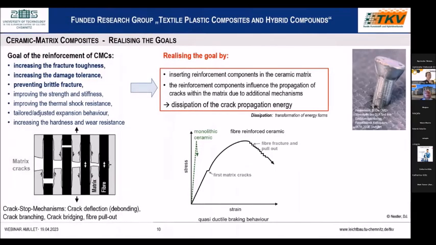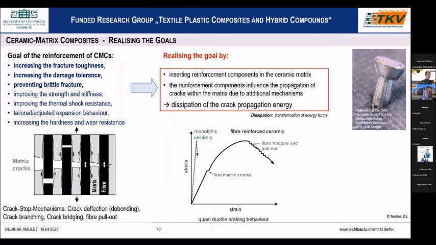What is the reason for this? That we have an increase in the fracture toughness, in the damage tolerance, or preventing the brittle fracture. What is the reason for these properties? This is the dissipation of crack propagation energy, which is the reason why CMCs are quasi-ductile.